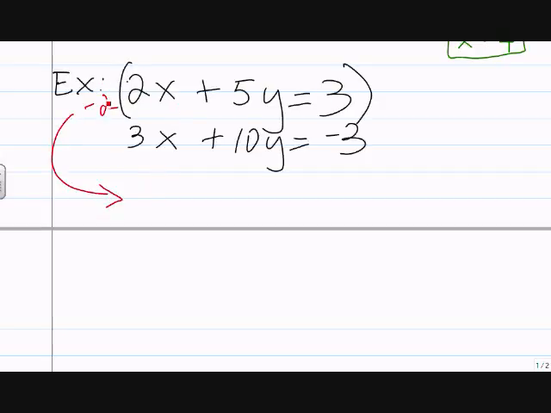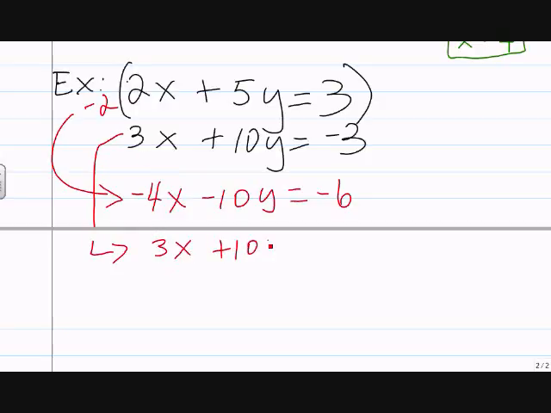And it becomes -2 times 2, -4x. -2 times +5 is -10y, equals -2 times 3 is -6. Bring the second equation down right below it and just rewrite that as 3x plus 10y equals -3. Now I will add these two equations together, because if I add -10 to +10, I get 0 y's, and I have eliminated the y's.